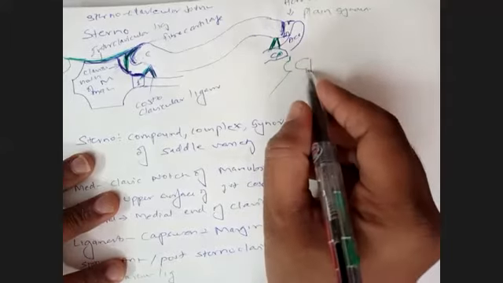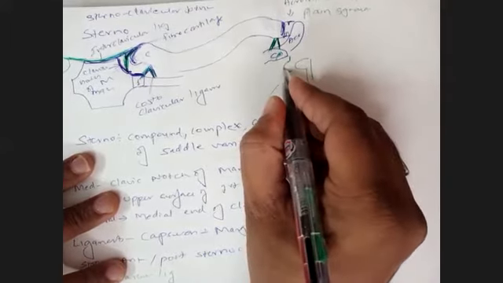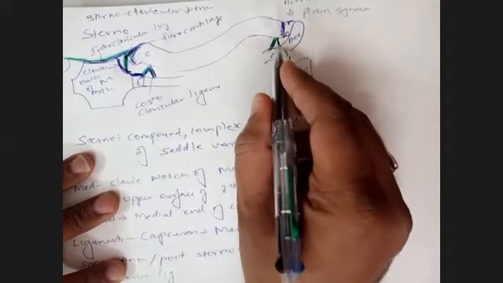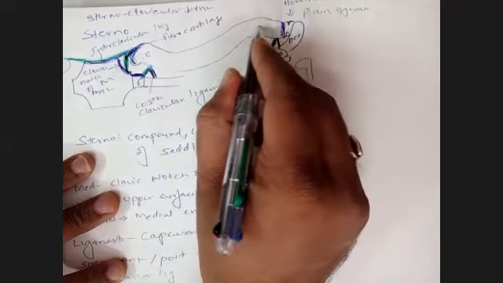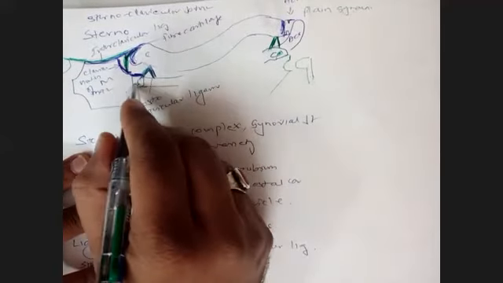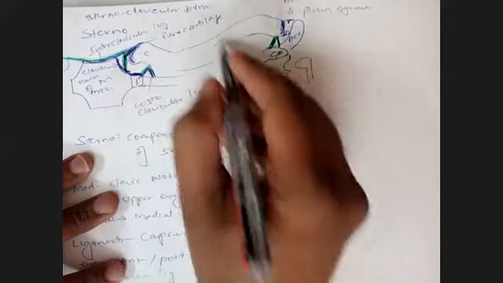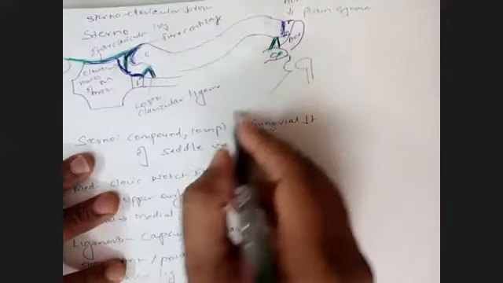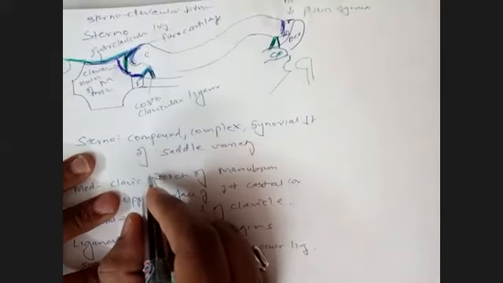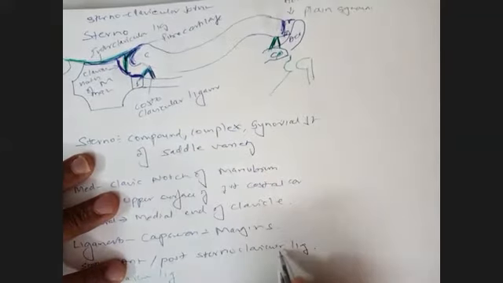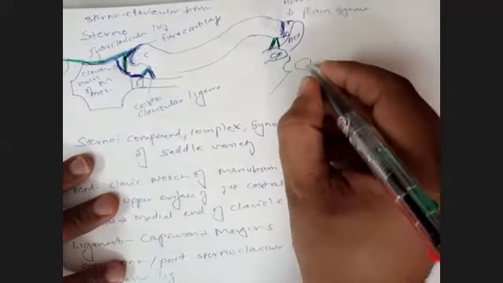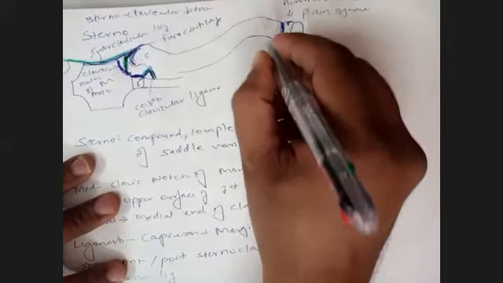From ulna it comes to the humerus, from the humerus to the scapula, to the coracoid process, and through the coracoclavicular ligament it goes to the clavicle. Then through the costoclavicular ligament it goes to the ribs, sternum, and through all the ribs to the vertebra. From the vertebra it goes down to the hip bone, from the hip bone to the femur, to the tibia, and to the foot. So the weight we are carrying here gets transmitted like this.